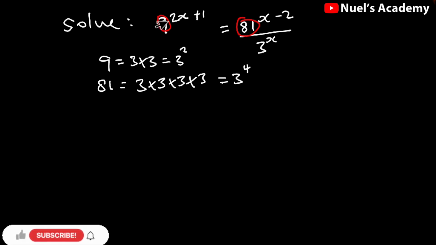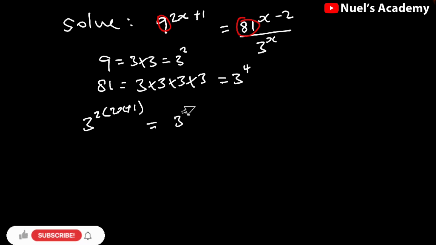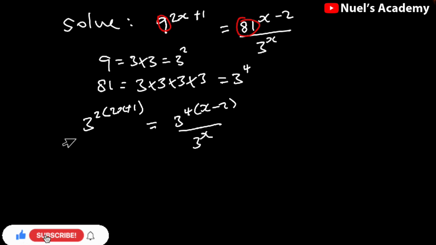So we're going to be replacing 9 and 81 with 3 raised to the power 2 and 3 raised to the power 4 respectively. So we have 3 raised to the power 2 into 2x plus 1, then equal to 3 raised to the power 4 into x minus 2, then over 3 raised to the power x. So we have 3 into, now we're going to multiply these exponents. 2 times 2x is equal to 4x, then plus 2 times 1 is equal to 2, then equal to, we have 3 into 4 times x is 4x, then minus 4 times 2 is 8.